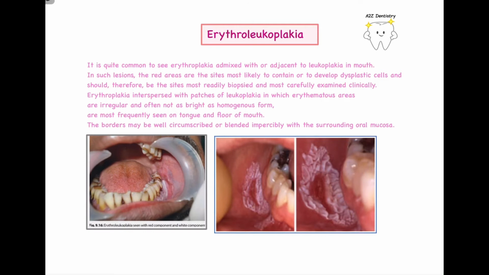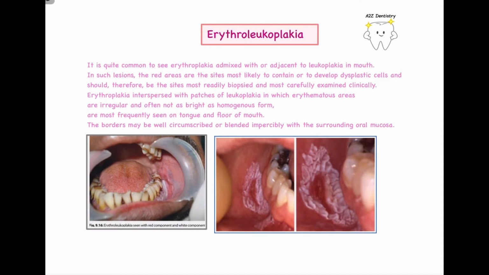So that red part, the red element, must be biopsied. It is very essential, because in many of the cases the carcinoma or at least carcinoma in situ is a very frequent finding, right? So erythroplakia is basically interspread between some white patches of leukoplakia, and it might have an erythematous area as well, right? Now this variant is usually present with irregular borders.